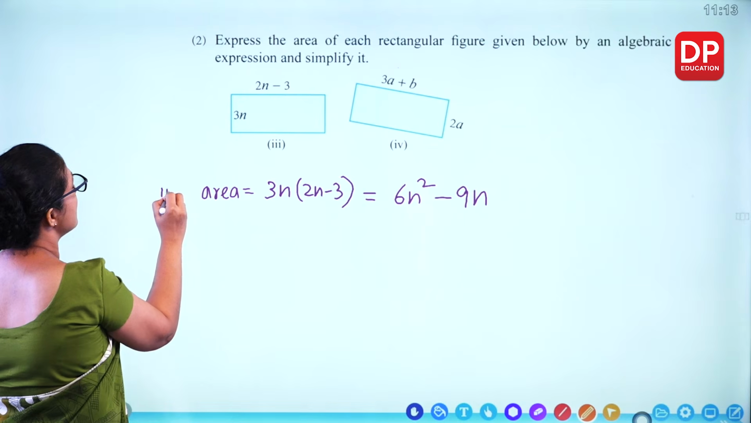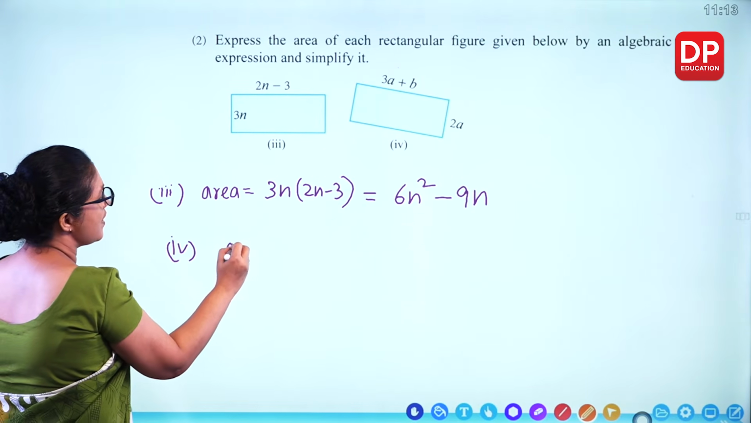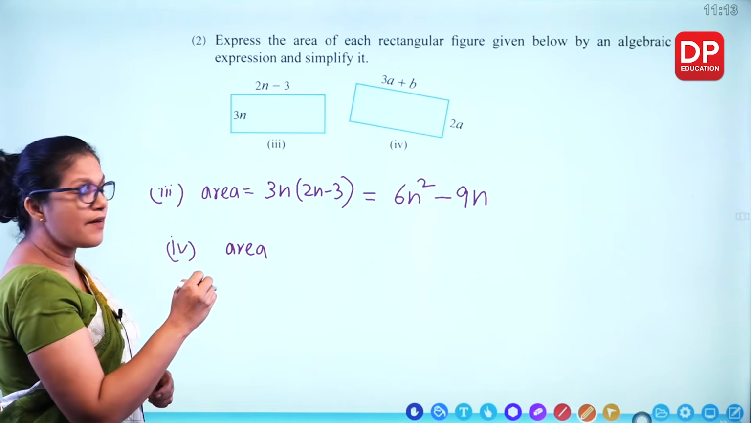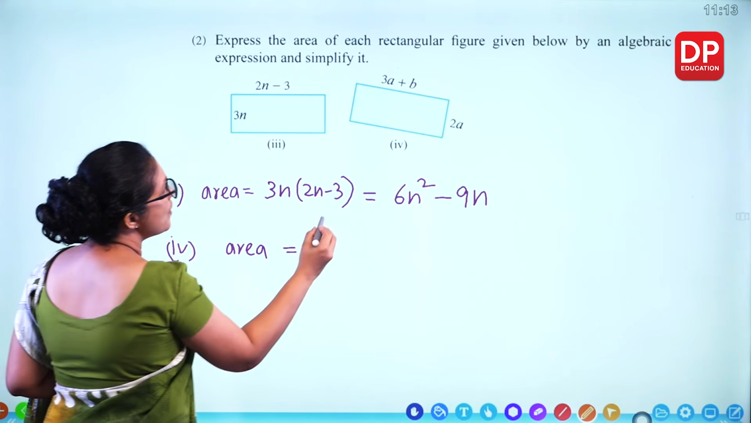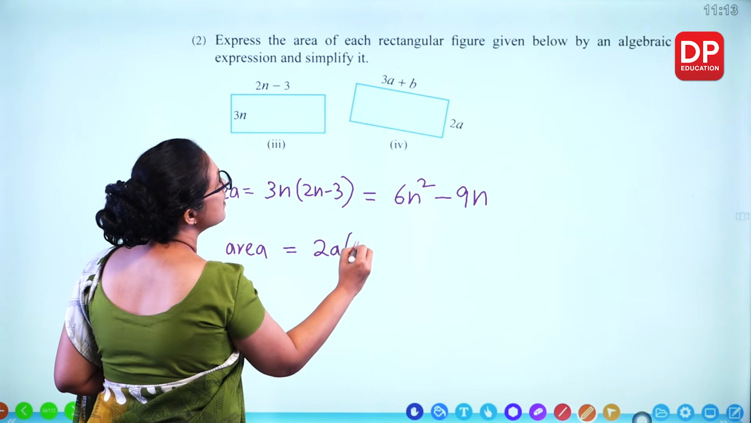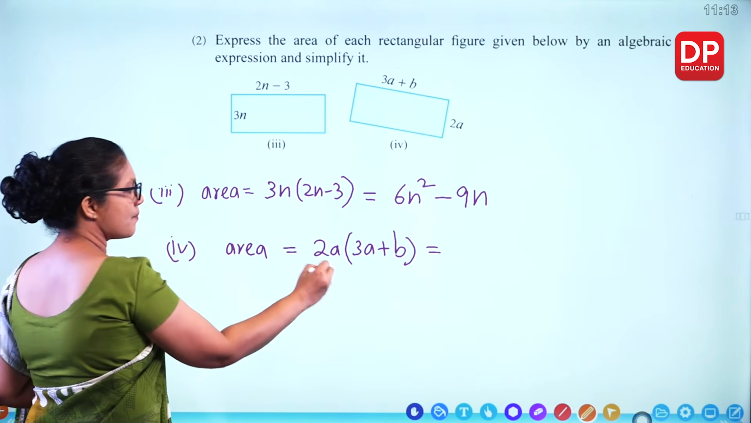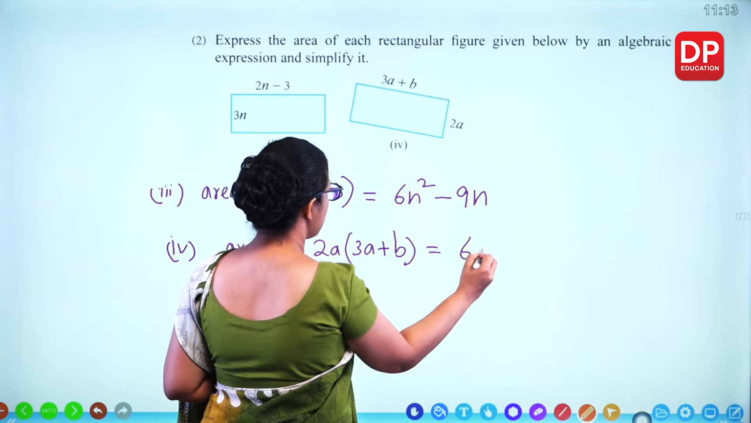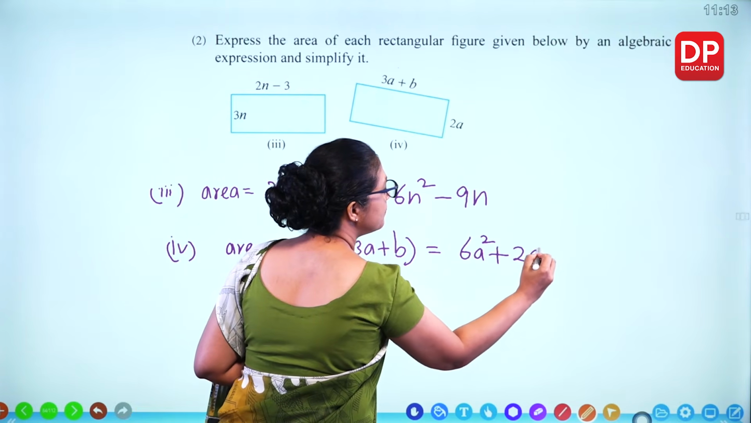Fourth one, that's third one. Fourth one, what's the area? All these are rectangles, length into breadth. 2a is the width times the length, 3a plus b. Multiply 6a squared, 2a and b, 2ab.